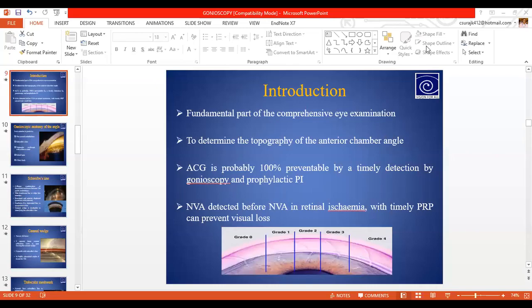Then ciliary body band, right? From anterior to posterior. So this is the answer, actually, serial-wise. Yes, correct, sir.